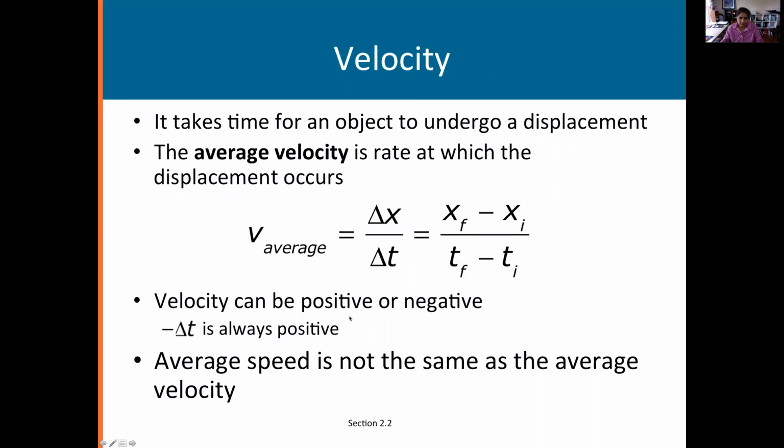So velocity can be positive or negative. Xi could even be a large negative number. Delta t is always positive. The average speed is clearly not the same as the average velocity, since we saw that the path length is a different thing from the displacement, right? So we saw that before. Okay.